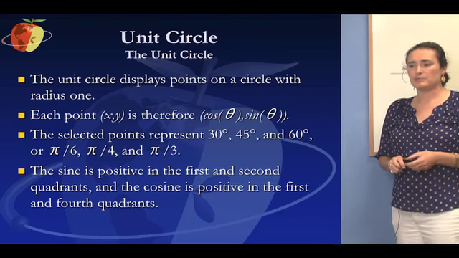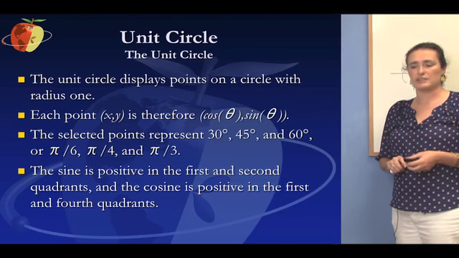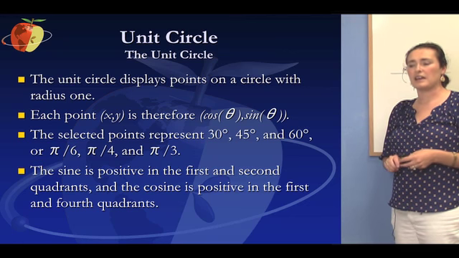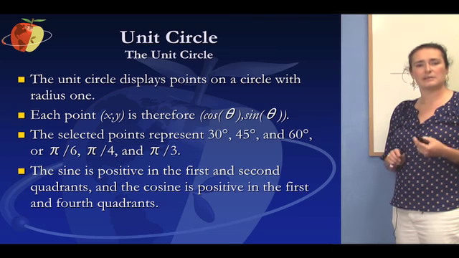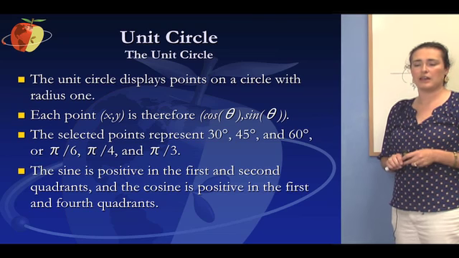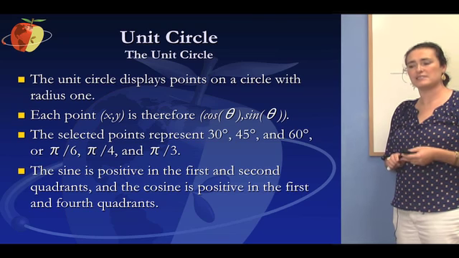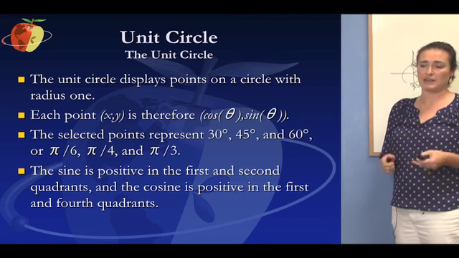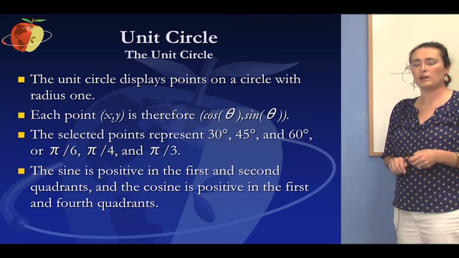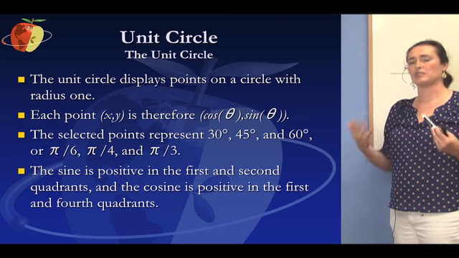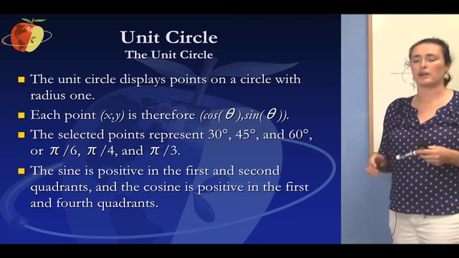The unit circle displays points on a circle with radius 1. Each point (x, y) is therefore the cosine of theta and the sine of theta. Some of the key values that we're going to be looking at are 30, 45, and 60 degrees, which could also be named in radians: pi over 6, pi over 4, and pi over 3. We're going to talk about how the sine and cosine relate to what we've just talked about in terms of a point on the unit circle.